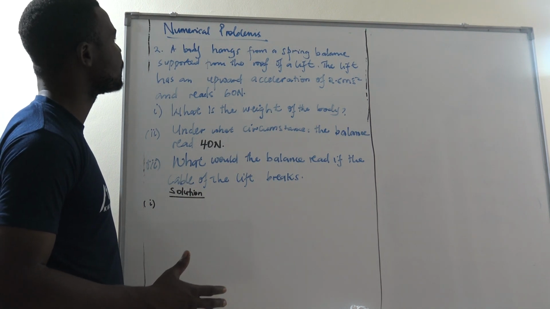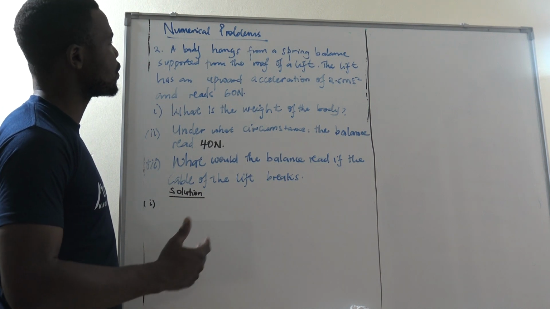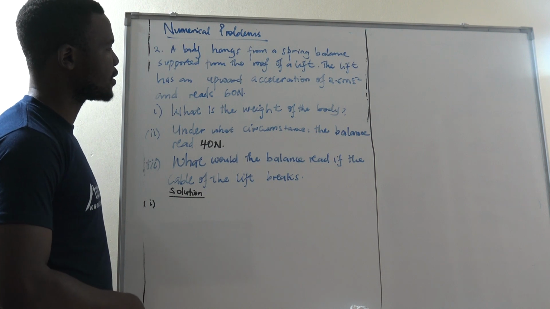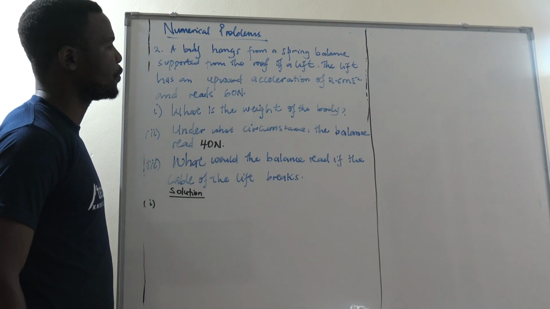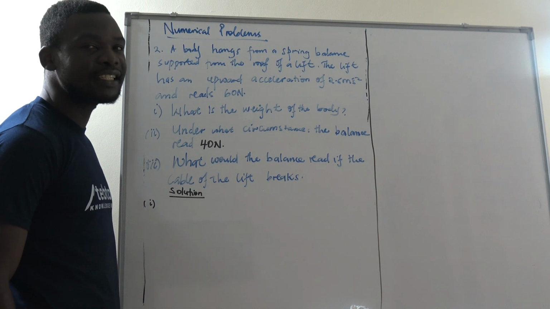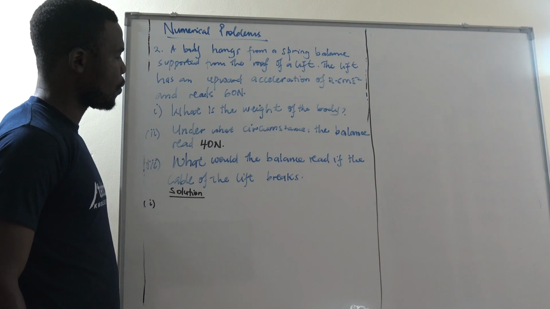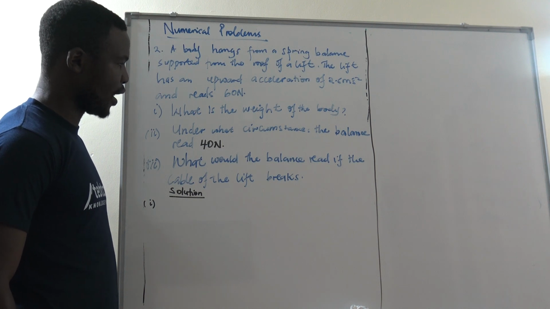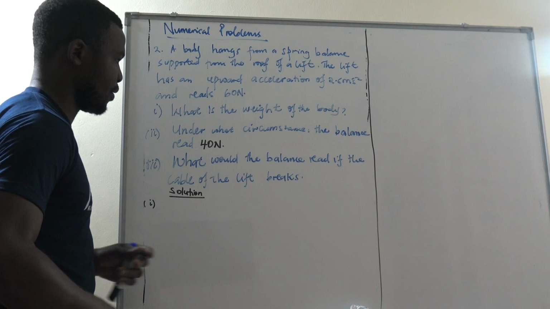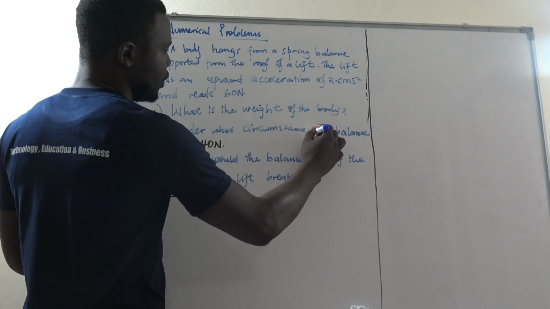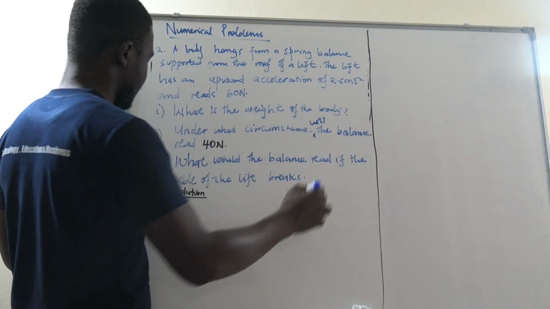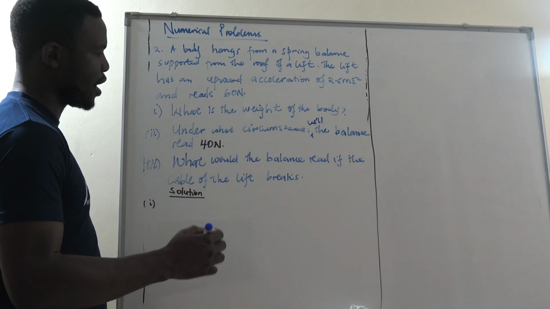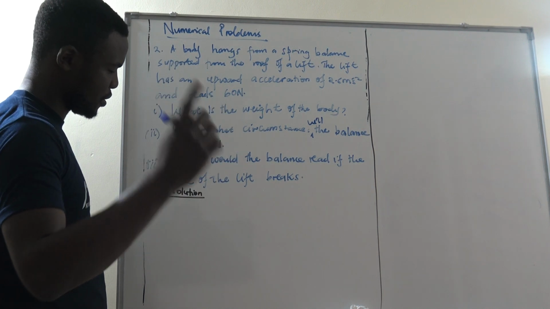Welcome to Teddy Talks. In this video, we're going to look at another numerical problem to do with the lift problem. A body hangs from a spring ballast suspended from the roof of a lift. The lift has an upward acceleration of 2.5 meters per second squared and the ballast reads 60 newtons. One, what is the weight of the body? Two, under what circumstances will the ballast read 40 newtons? Three, what would be the ballast reading if the cable of the lift breaks?